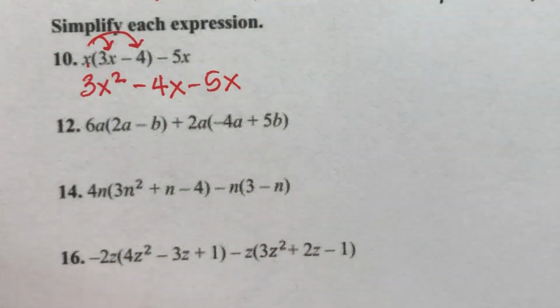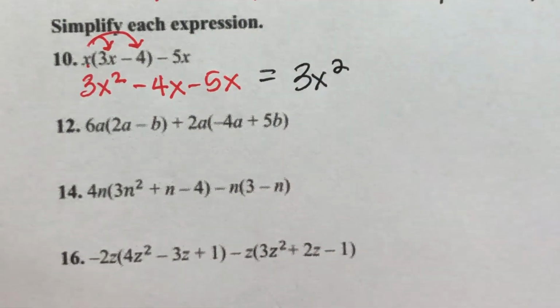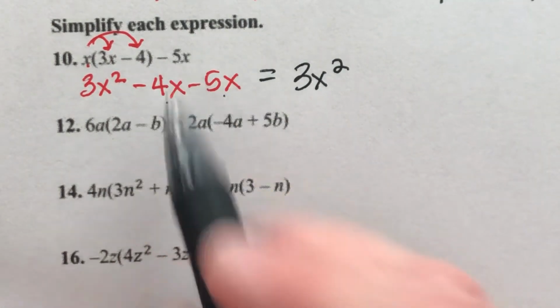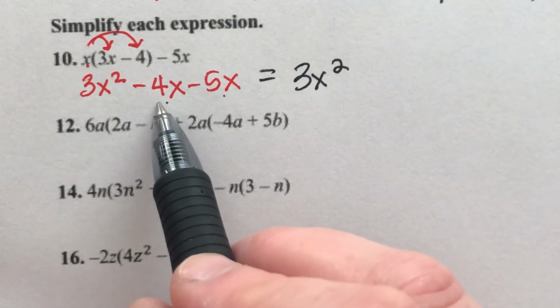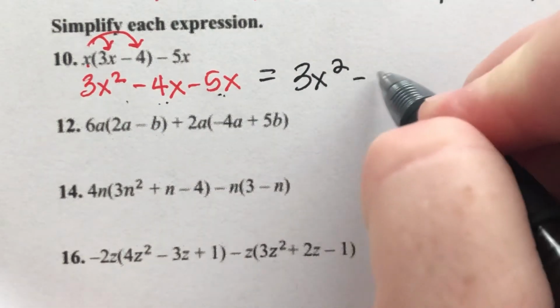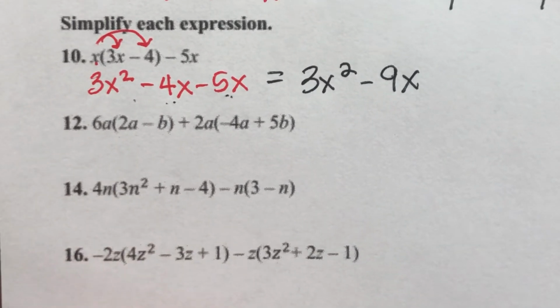Can I simplify that more? Yes, I can. 3x squared doesn't combine with anything, so it stays 3x squared. But negative 4x and negative 5x can be put together. They're like terms. So if you're down 4 feet and you go down 5 more, now you're at negative 9x. And we're done. That's it. We simplified. We're done.